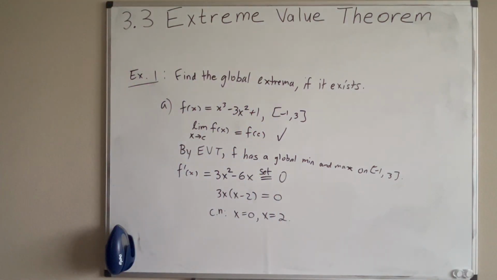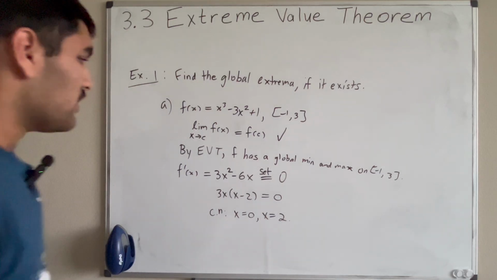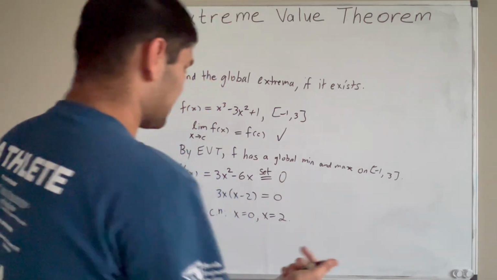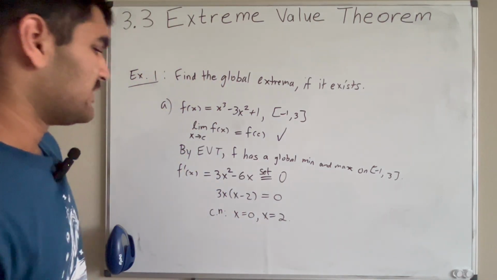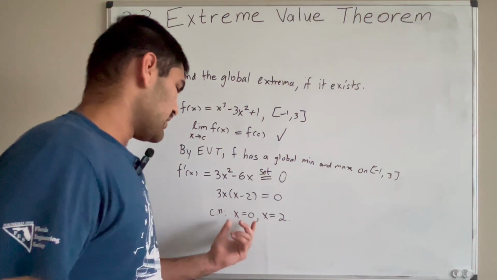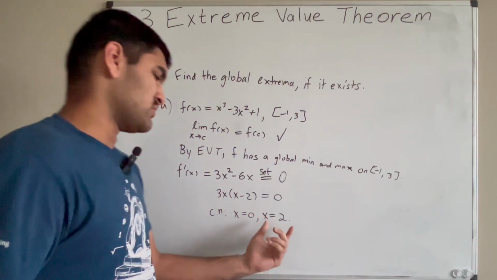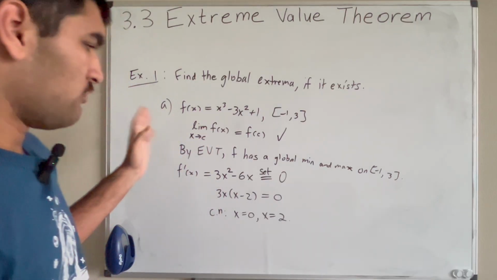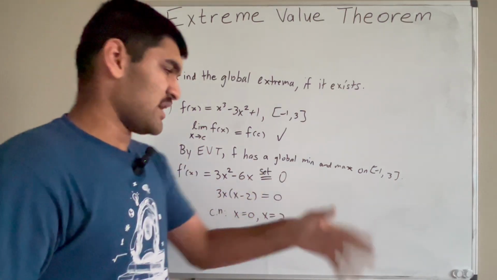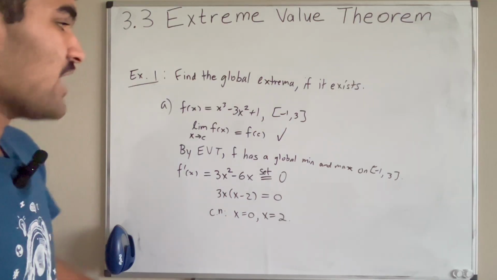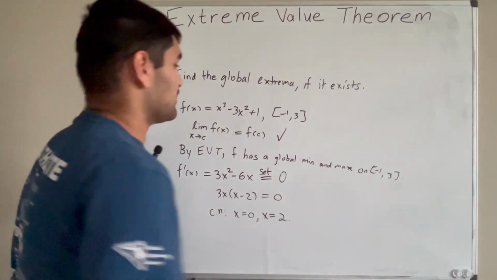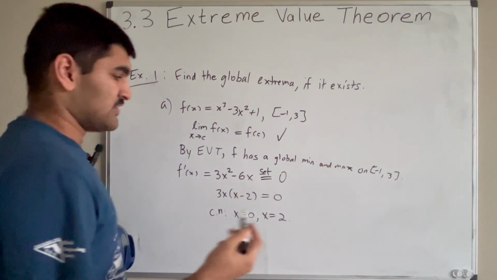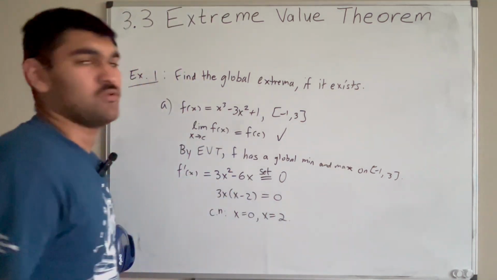All right, cool. So now a common mistake that a lot of students make is that they will just evaluate the function at x equals 0 and x equals 2, their critical numbers, and then just write whatever they get for those values as a global min or global max. But actually, we have to remember that f can also have its extrema at the endpoints of the interval, right?